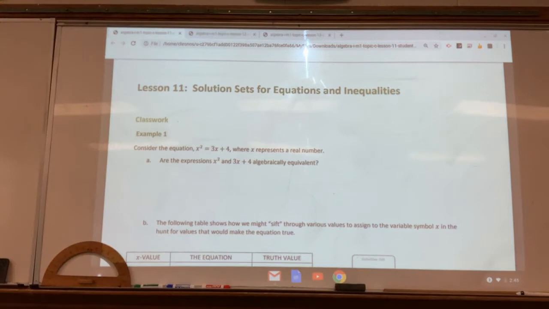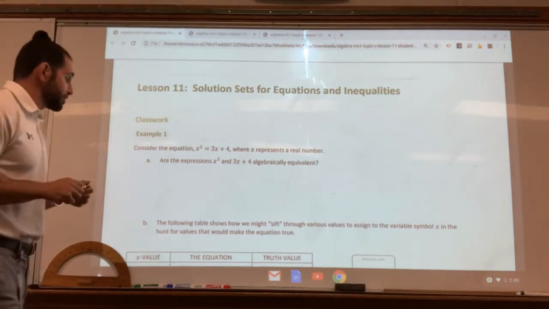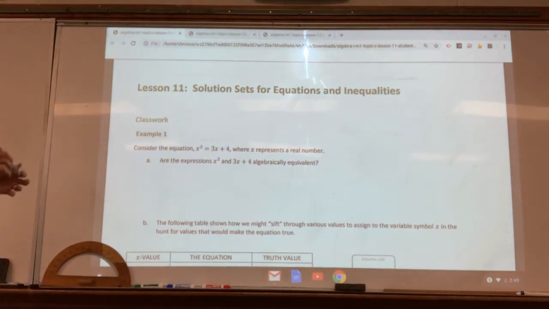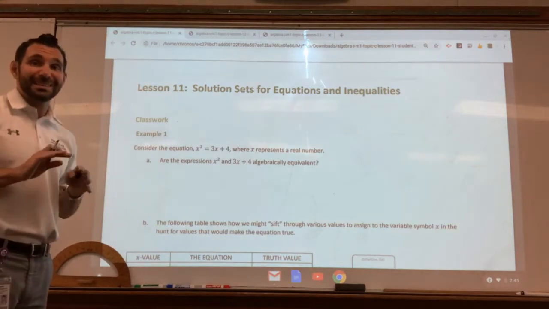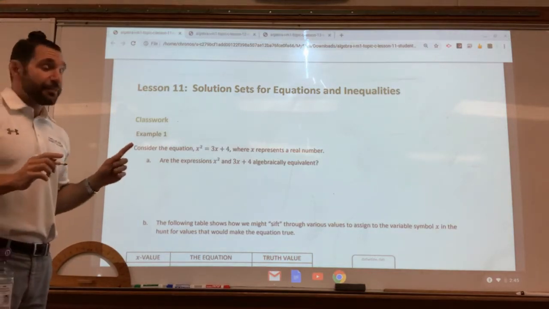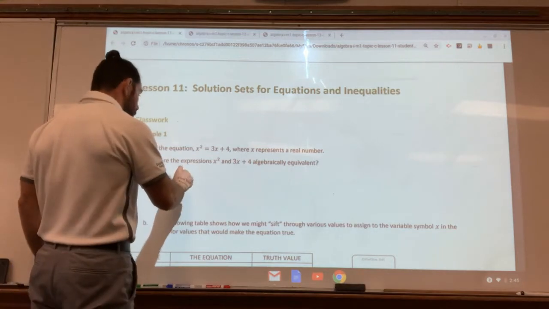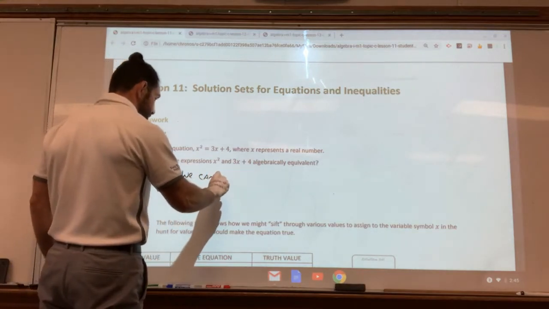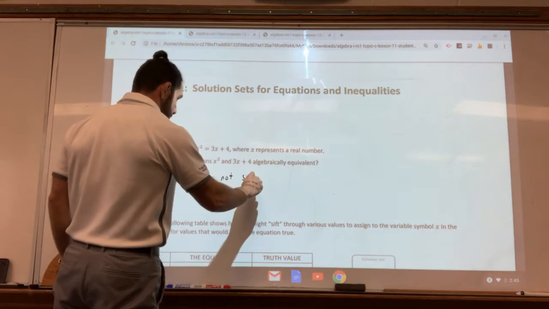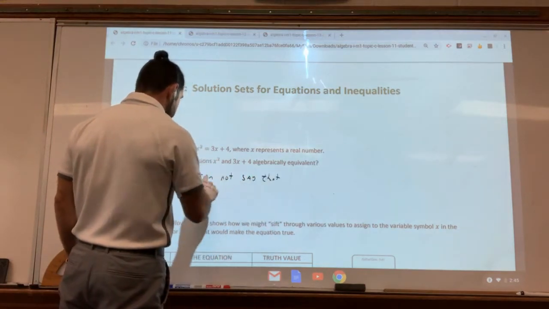Okay, so it says, consider the equation x squared equals 3x plus 4, where x represents a real number. Are the expressions algebraically equivalent? So, does it tell us what x is? That's the key. If it does not tell us what x is, we cannot say that they are equivalent.